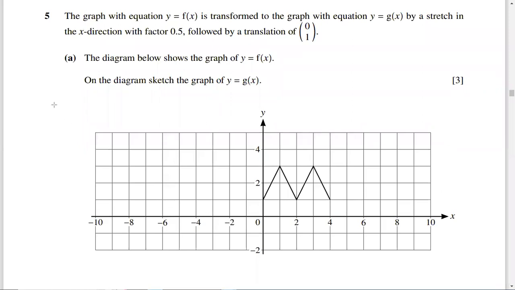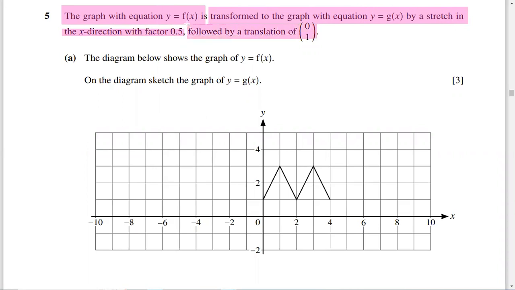Our topic today is transformation, Pure Mathematics, P1 A levels. The diagram with equation y is equal to f of x is transformed to the graph with equation y is equal to g of x by a stretch in the x direction with scale factor 0.5, followed by a translation of (0, 1).